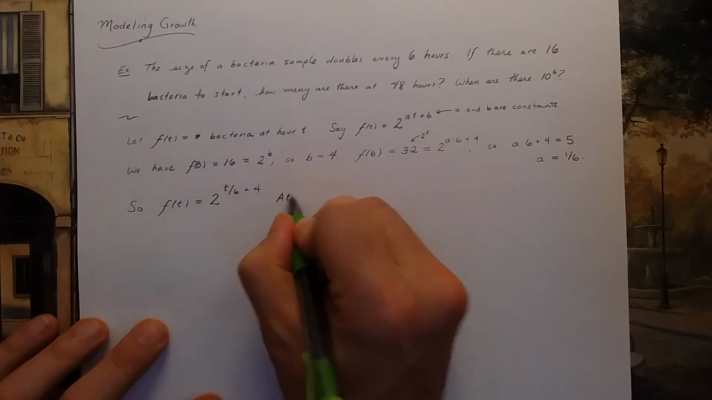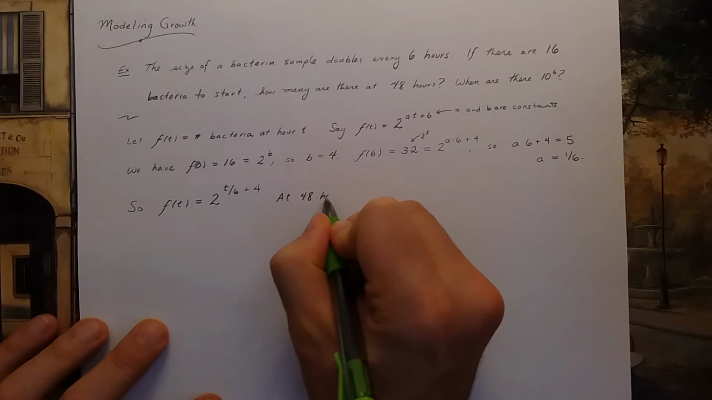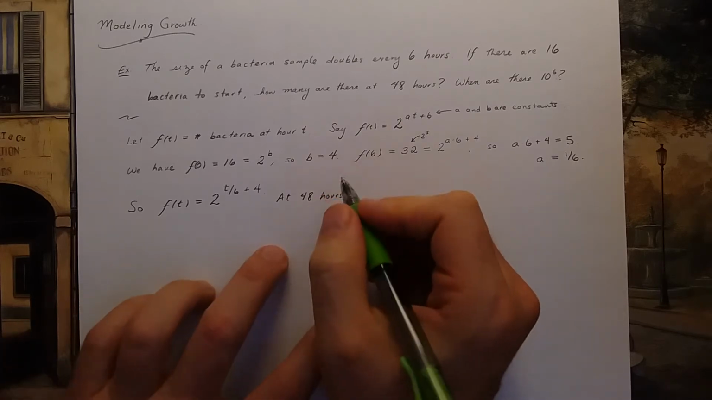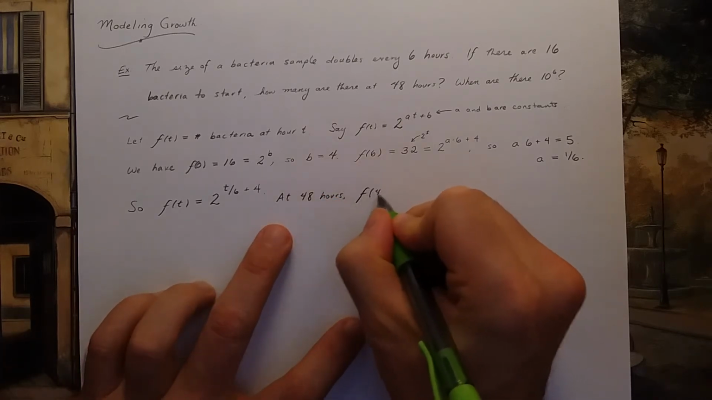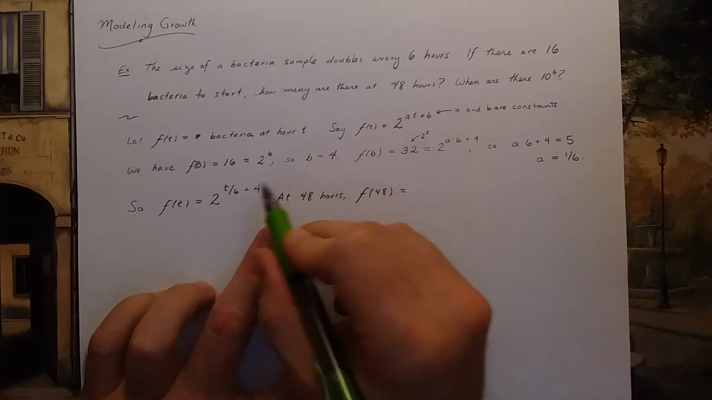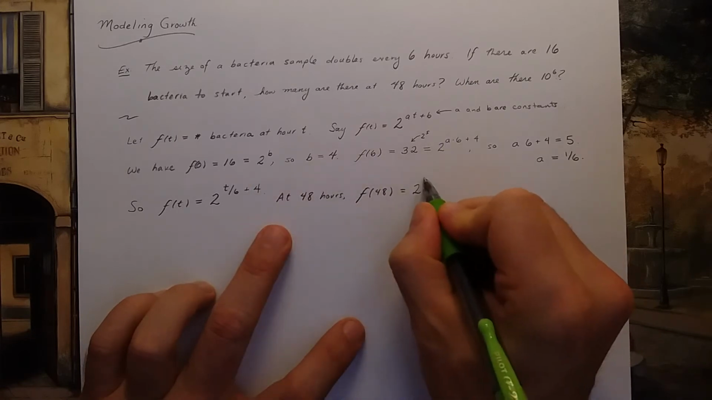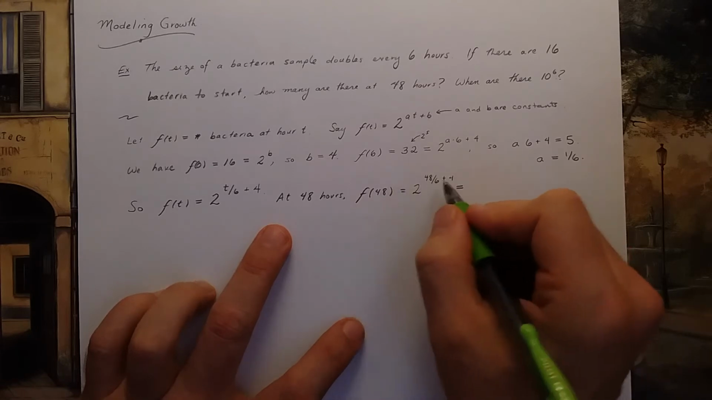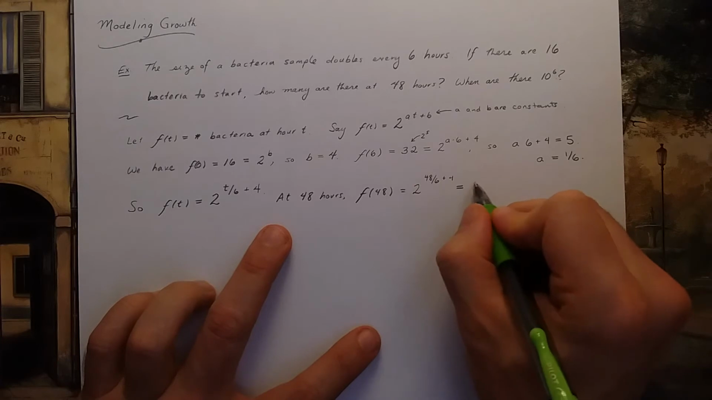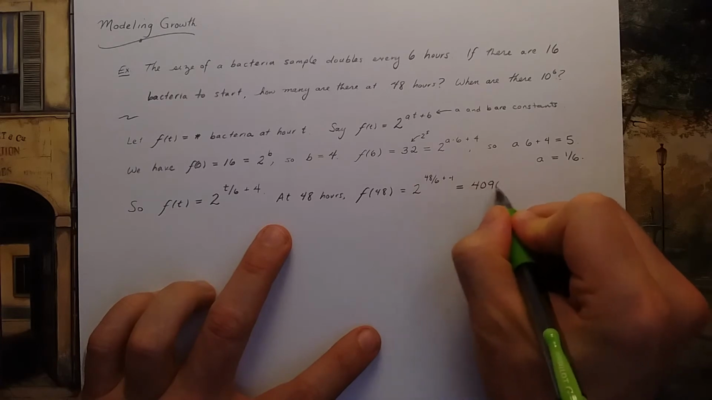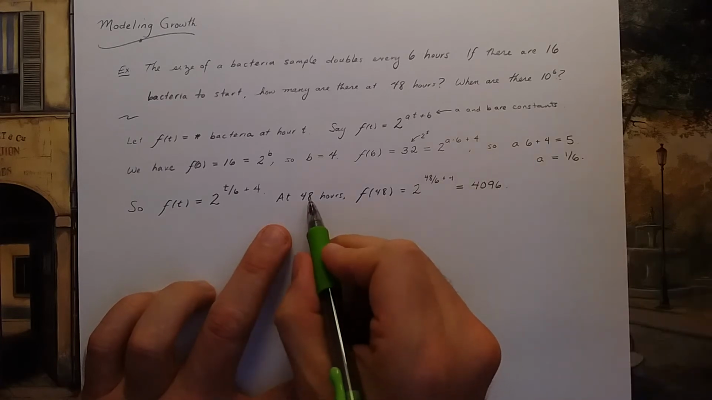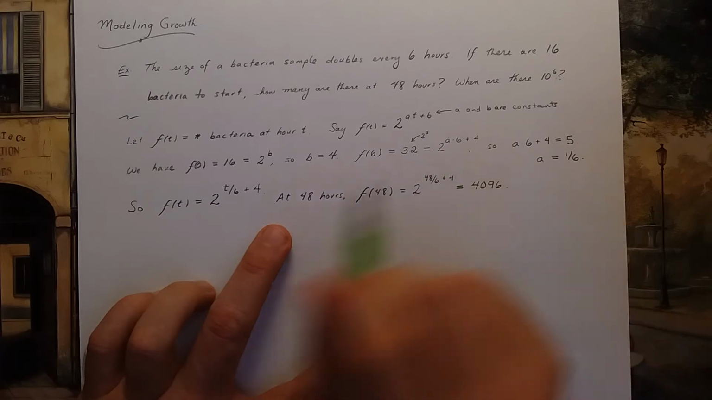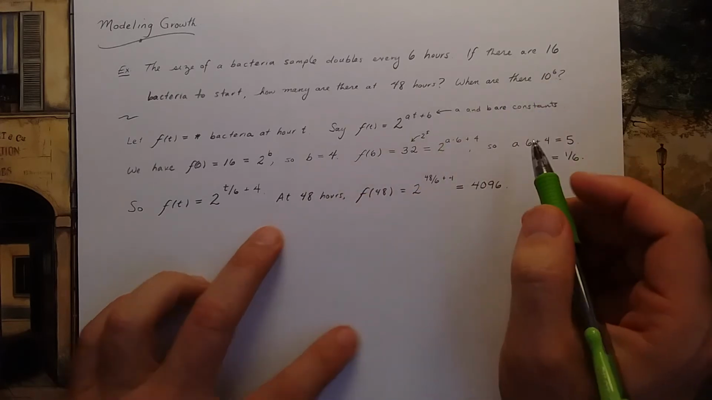At 48 hours, the function is f of 48, and you can plug that in here. So I get 2 to the 48 divided by 6 plus 4. And if you do the arithmetic, I believe you get 4,096. So after 2 days, there are about 4,000 bacteria, starting from only 16.